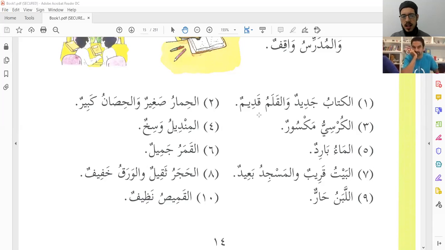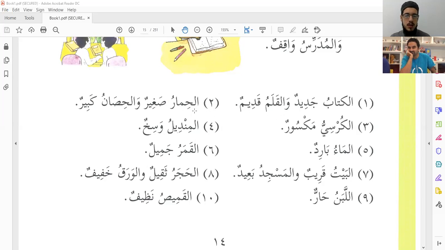And then we have the second, so we have really two sentences here in one, or two clauses. وَالْقَلَمُ, the pen, and the pen, قَدِيمٌ, is old. So qadim is the opposite of jadid. الْكِتَابُ جَدِيدٌ وَالْقَلَمُ قَدِيمٌ. Very good.